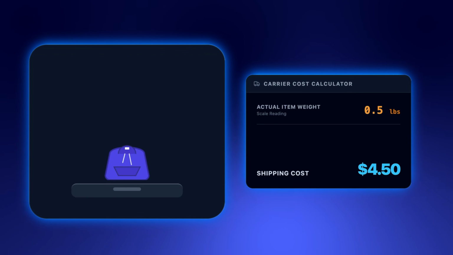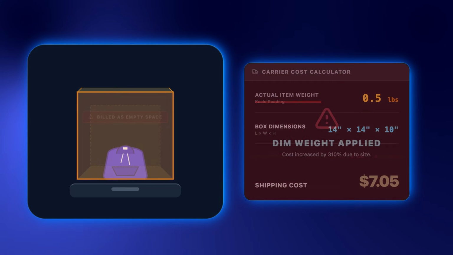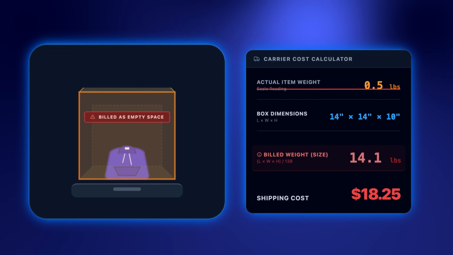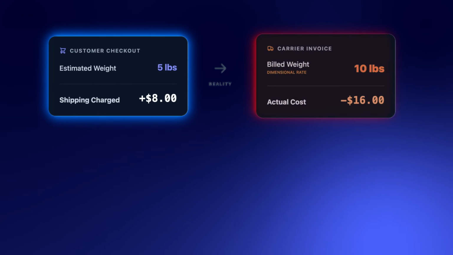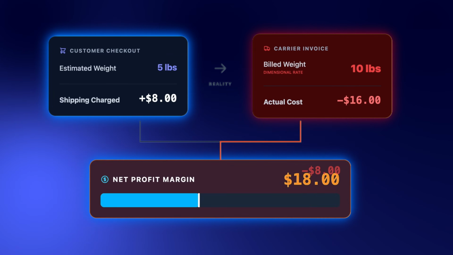Say you're selling a hoodie, maybe half a pound on the scale. But if the packaging is bigger than it needs to be, the carrier charges you based on how much space that box takes up, not just the weight. So you charge your customer £5, but you might get charged for 10. And that difference comes straight out of your profit on every order, every single day.